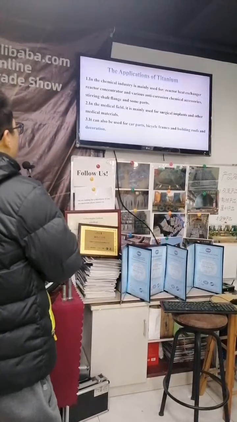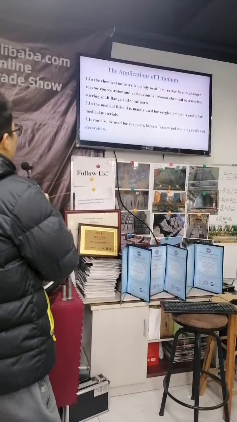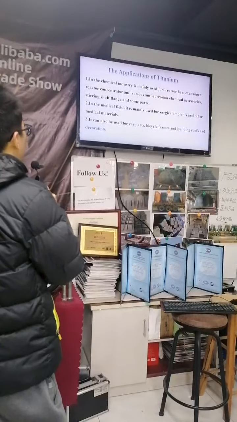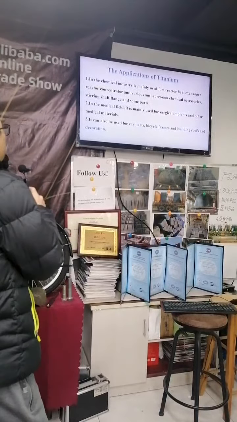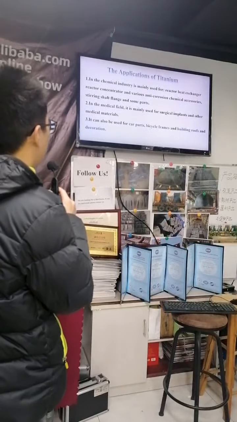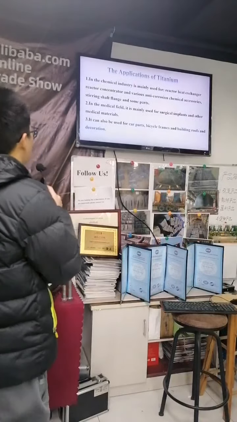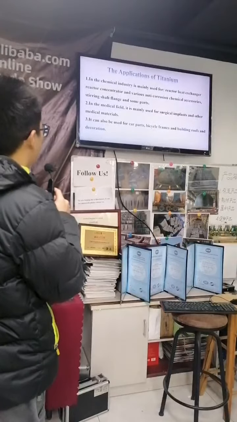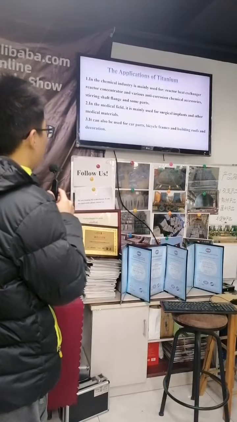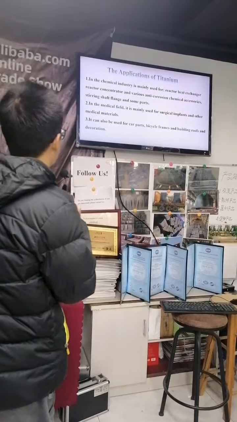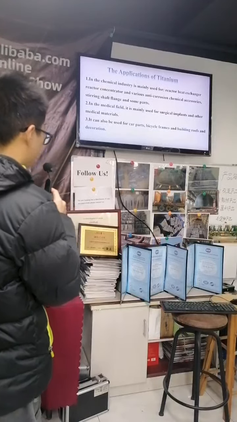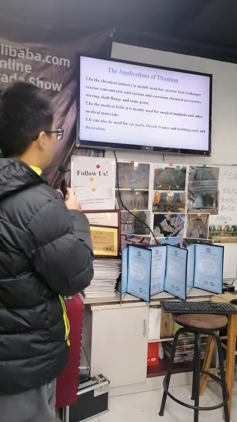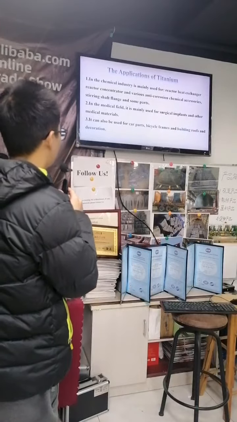And titanium can be applied into many aspects. In the chemical industry, it is mainly used for reactors, heat exchangers, concentrators, and various anti-corrosion chemical accessories, stirring shafts, fans, and some parts. In the medical field, it is mainly used for surgical implants and other medical materials. It can also be used for car parts, bicycle frames, and building roofs and decoration.